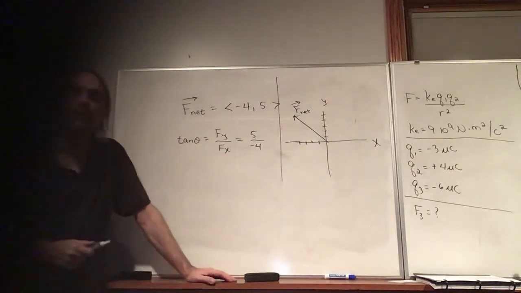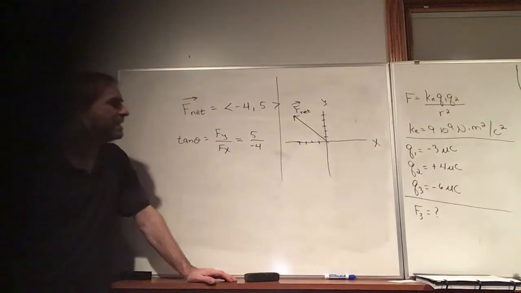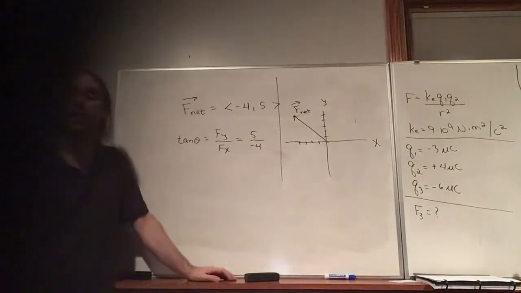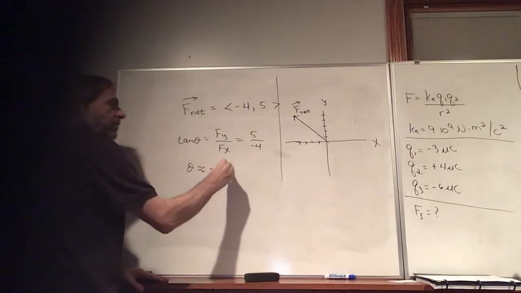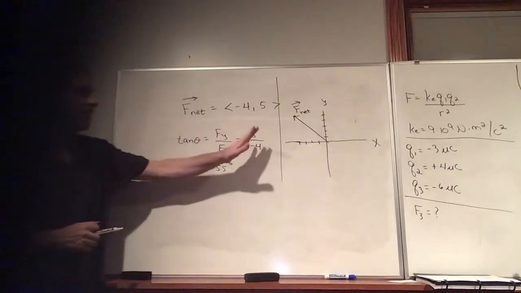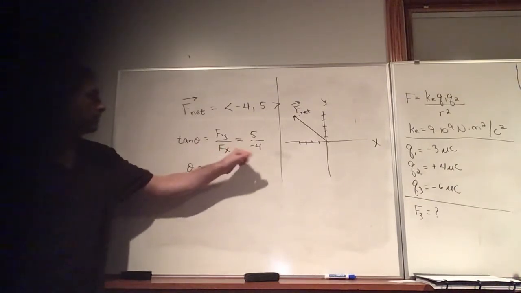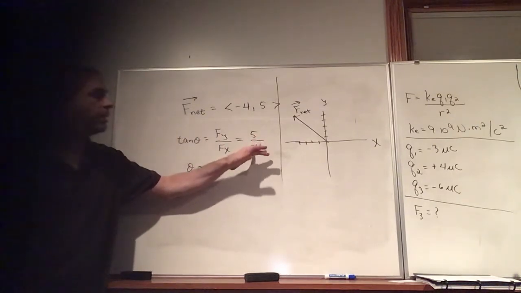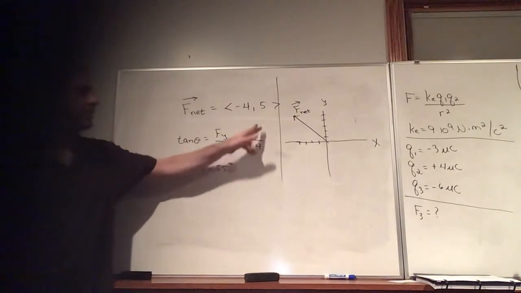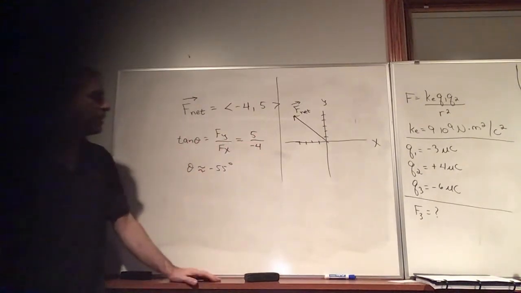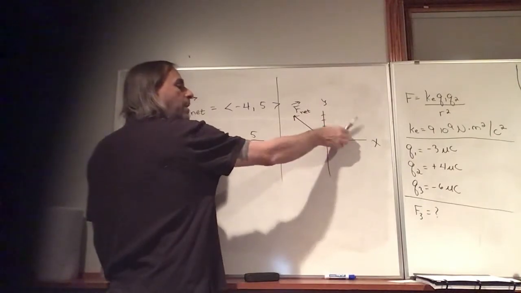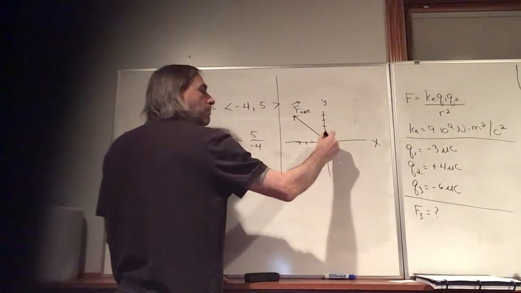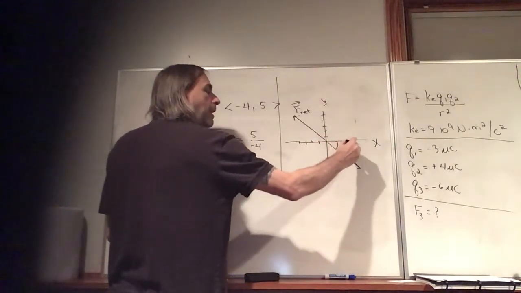Now, if we take the inverse tangent of 5 over 4, I don't know what the number is, but it's going to be around 55 degrees, minus 55 degrees. Remember, we measure angles counterclockwise. Let's say theta is around minus 55 degrees. The inverse tangent of 1 is 45, since tangent of 45 is 1. Let's forget about the negative. This is bigger than 1, so we have an angle bigger than 45 degrees. Let's just say it's around minus 55. Again, we measure angles counterclockwise, so a negative angle means we go clockwise. And this would be our angle here.